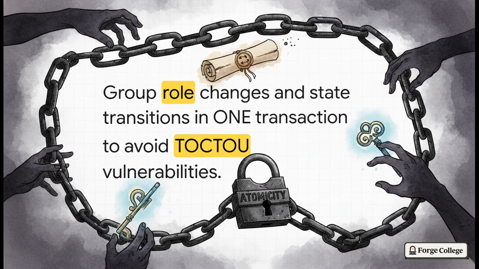If executing a privileged operation also consumes or removes a temporary right, you have to perform both of those actions in exactly one transaction. If you leave a gap, well, you open yourself up to TOCTOU, time of check to time of use vulnerabilities. A malicious actor or a bot could easily exploit that race condition to reuse the key right before it officially gets revoked. So remember, your role changes and state transitions must be locked together in one single go.